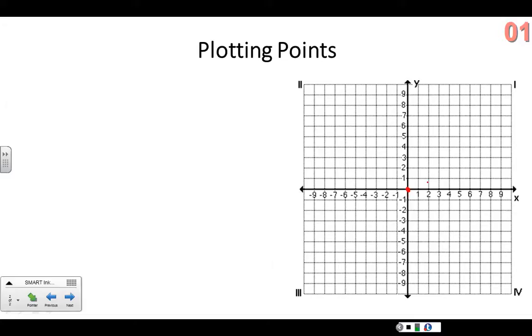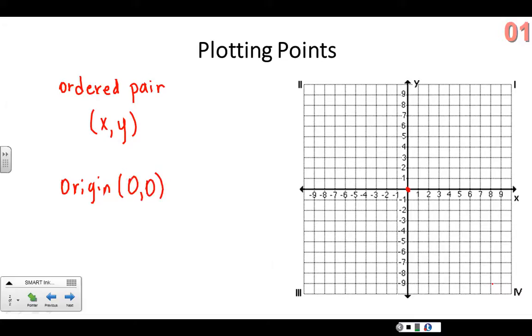Now, all of the points that you can plot in a coordinate system like this correspond to what we call an ordered pair. You have to have an ordered pair, x and y, in order to plot a point in the coordinate plane. So the origin has the ordered pair 0, 0. Your x value is 0, your y value is 0.